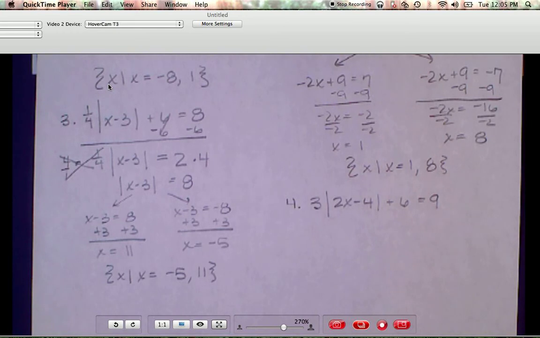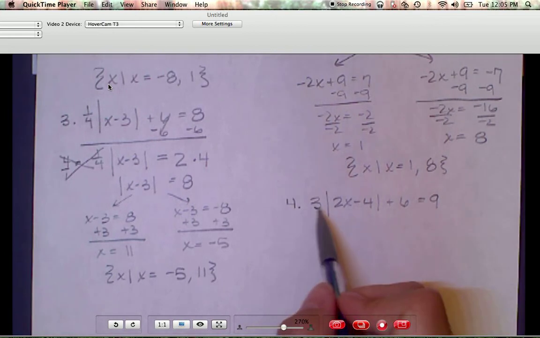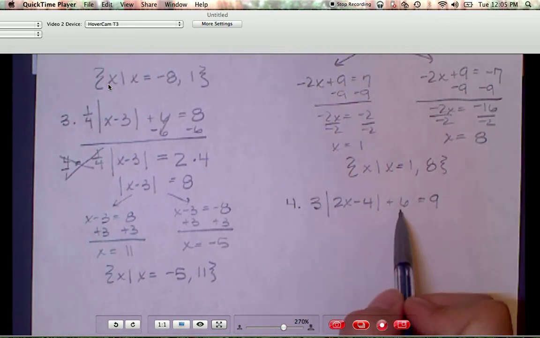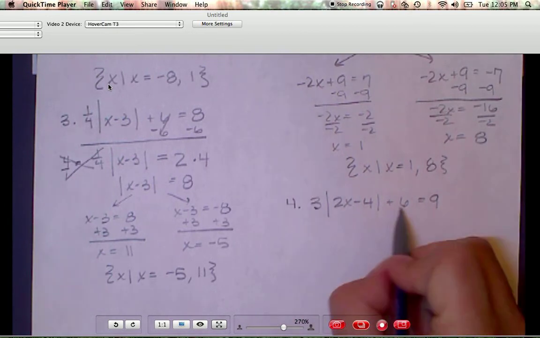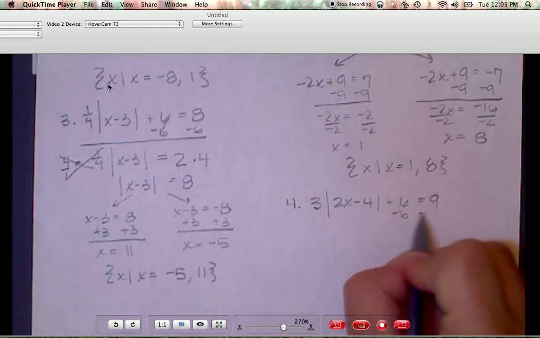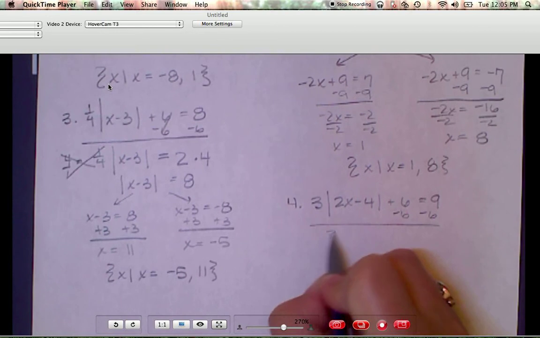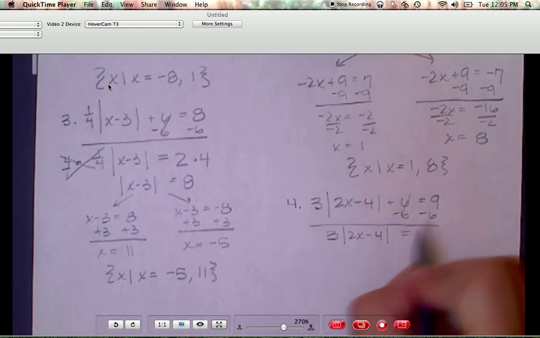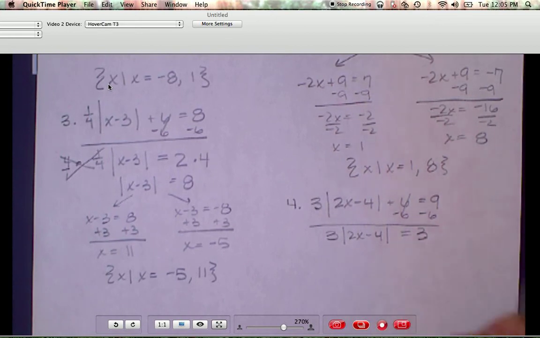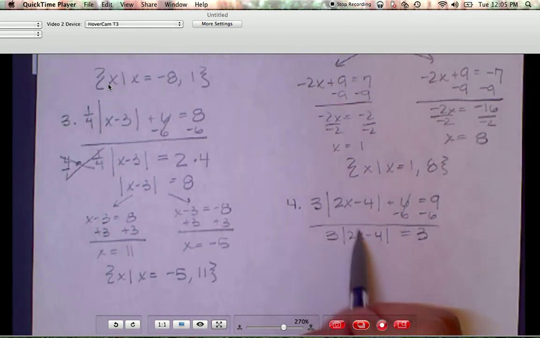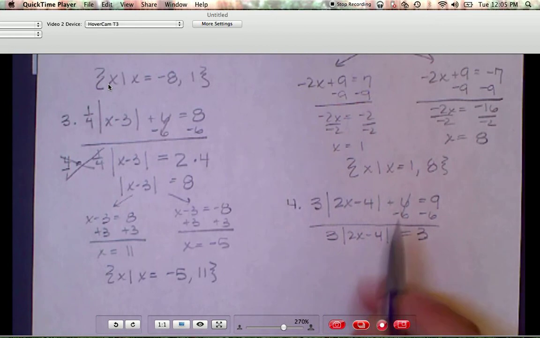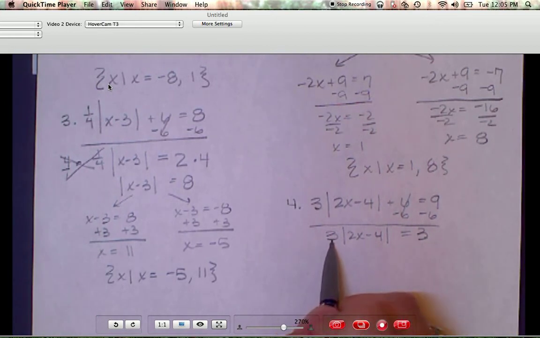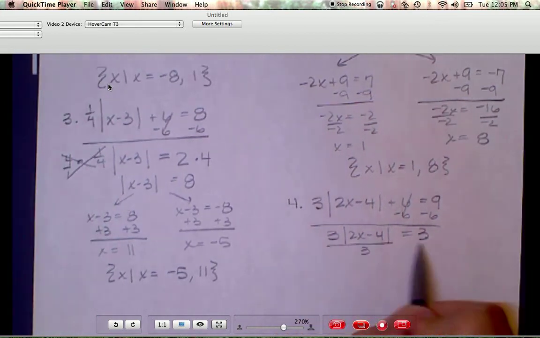All right, let's see what we did. Now we've got multiplying by 3 in the front and adding 6 in the back. So we want to undo addition and subtraction first, just like we did on the previous problem. Subtract 6, and we get 3 times the absolute value of 2x minus 4, these drop out, equals 3. Now, again, we cannot distribute this 3 inside the absolute value, so we need to get rid of this 3 by dividing both sides by 3.